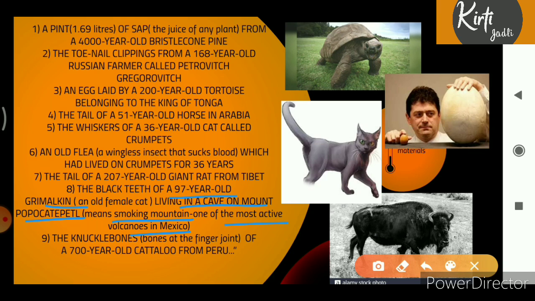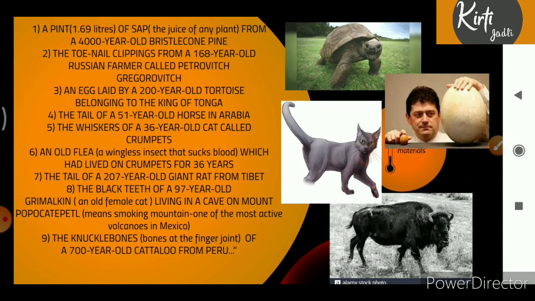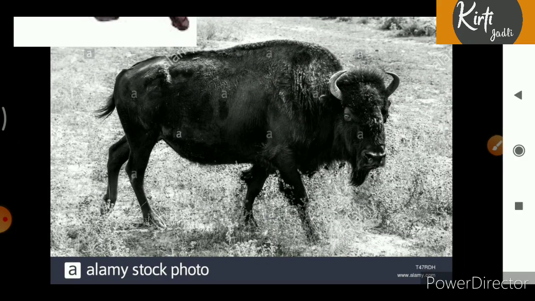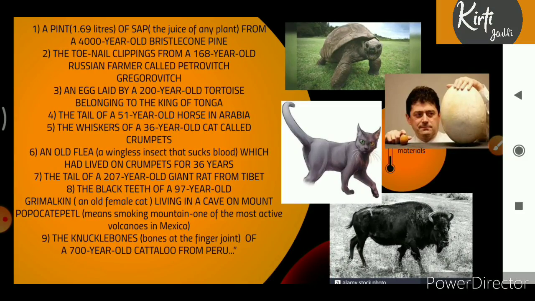Then the knuckle bones. What are knuckle bones? Knuckle bones are the bones at the finger joint. Like suppose this is your hand, these are your fingers. There are bone joints that you must have noticed. So those are called knuckle bones. Now my drawing is not really good. Okay. So knuckle bones of not a human, of a 700-year-old catalu from Peru. Now this is how a catalu looks like. You can see here in the picture. Okay. So he collects all of these things from the oldest living beings which were there.